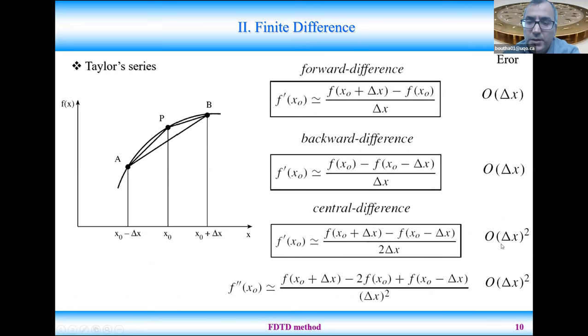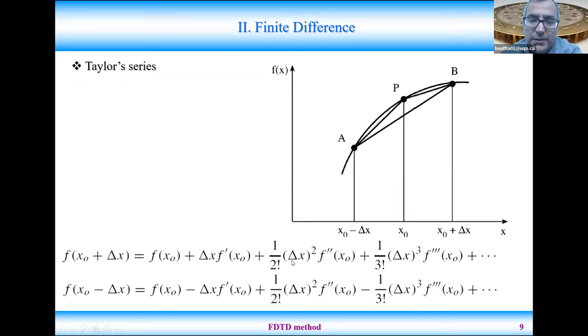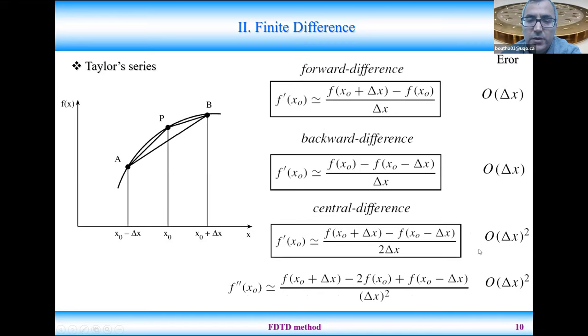And what you will see here, the order, that's something you can also do as an exercise. If you do that, this minus this, then this one will cancel, you see, because it's the same value, and this one will not cancel. When you divide by delta x, you will have here the order of 2. So this is why the error is going to be of order 2.